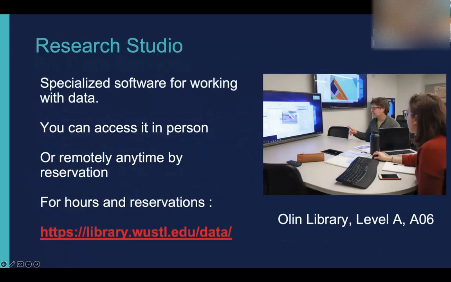We're located on the A level of Olin Library, right below Whispers. And next door to us is the research studio that has specialized software for working with data, like ArcPro for GIS data that only works on PCs, plus Atlas TI and NVivo for quantitative data, and a bunch of other software as well. You can access the machines in person, or you can remote in at any time. For hours and reservations, please visit our website.